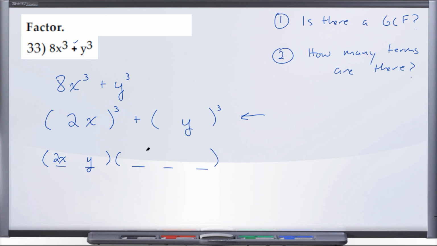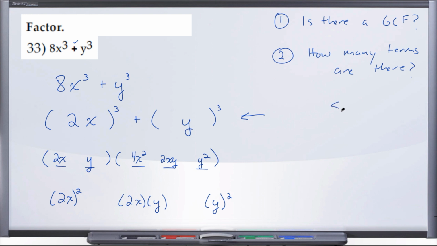Now let's go ahead and fill in our trinomial. To get the first term of your trinomial, you're going to square the first term of the binomial. So 2x squared is going to give us 4x squared. And now to get the middle term of the trinomial, you're going to multiply these two terms together. So 2x times y, well, that's just going to give us 2xy. And to get the last term of the trinomial, you're going to square the last term of the binomial. So y squared becomes y squared. So now all we're missing, you can see, are signs, right?